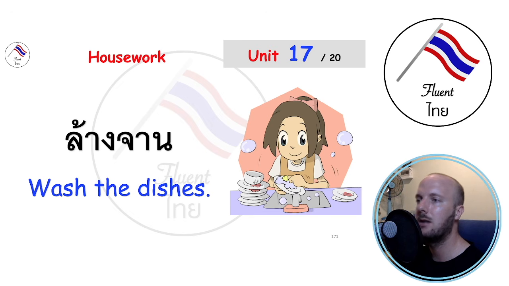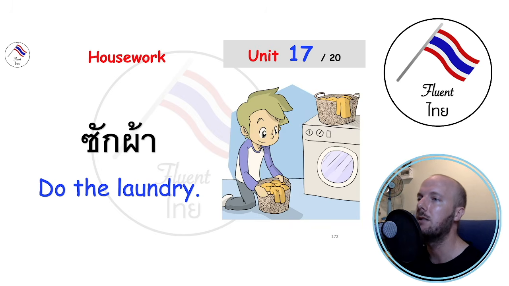Okay, ล้างจาน. So in English we're using dishes as the plural. In Thai they're using the word plate. Jaan is literally a plate, but they can also use it to refer to all of the dishes, right?